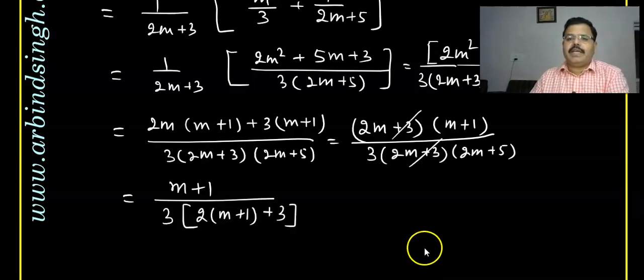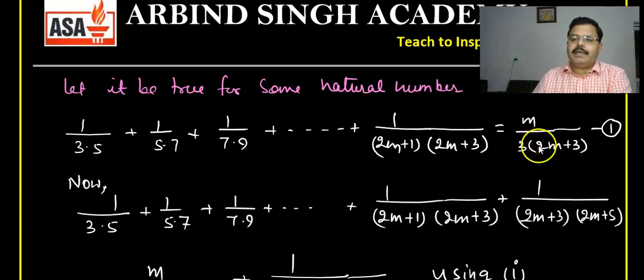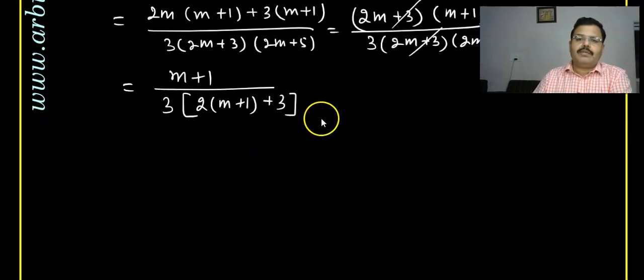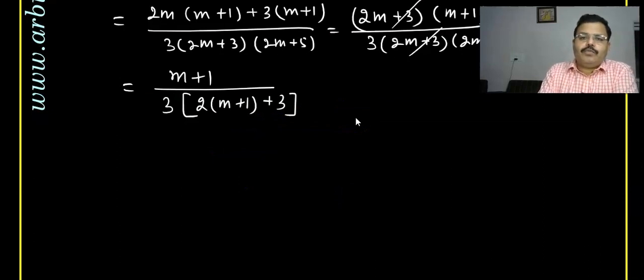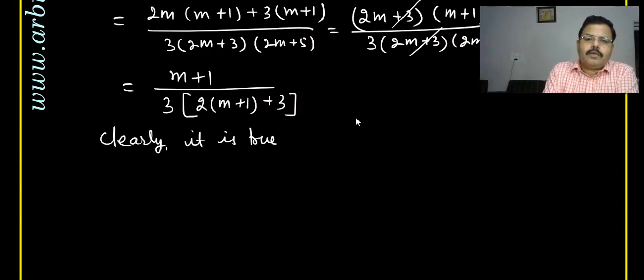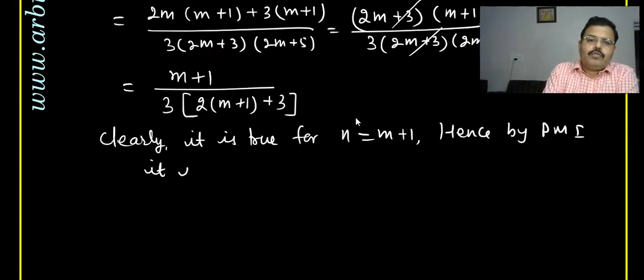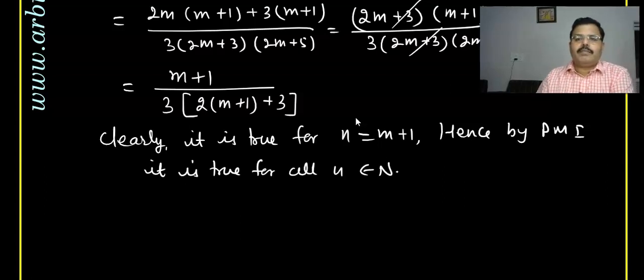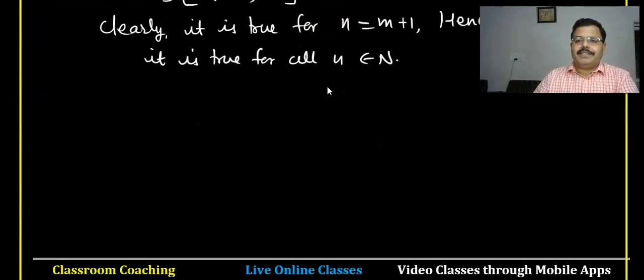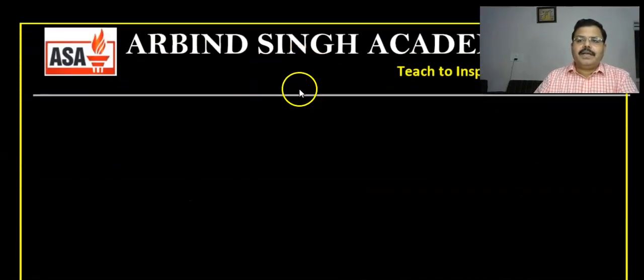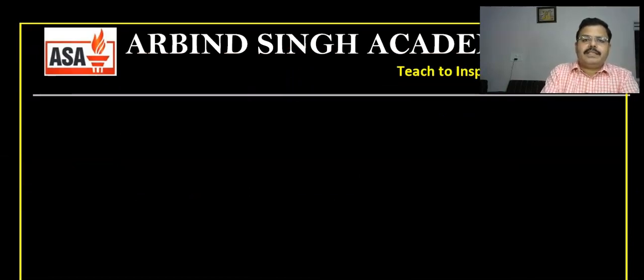So wherever there was m, now it is m plus 1. See, here is m, 2 times of m plus 3, so 2 times of m plus 1 plus 3. So this is true. Clearly it is true for n is equal to m plus 1, hence by the principle of mathematical induction, it is true for all n belonging to the natural numbers. So this was question number 17. I hope you got it right now. Now we will start from question number 18, and this is a different type of question.